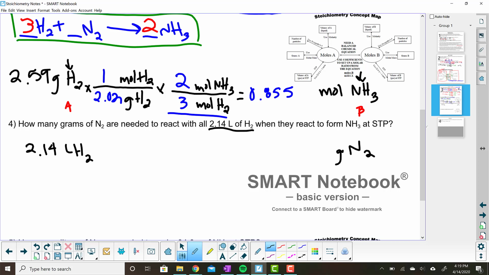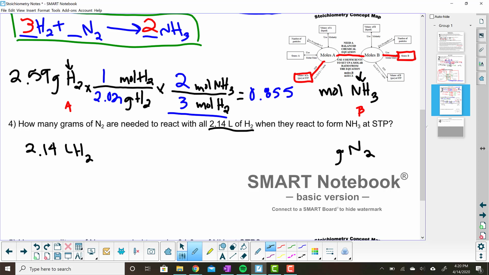So let's look at our mole map, figure out how we're going to set this up. In liters of one thing, so I have liters of a gas, H2 is a gas, so I'm down here in volume of A, and I want to convert into grams of a second thing. So I want to get to grams of B. So first I need to go from volume of A to moles of A, then from moles of A to moles of B, then from moles of B to grams of B. So we're going all the way through this mole map right now.